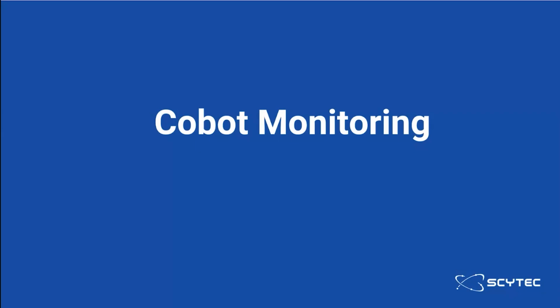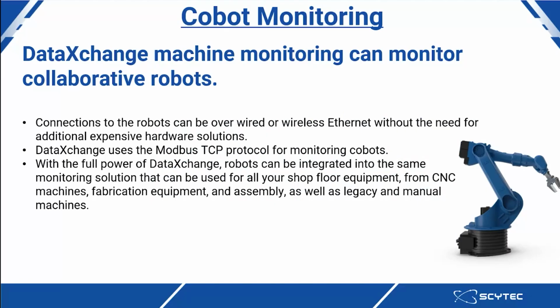Next up, we are going to be discussing cobot monitoring. In DataXchange, machine monitoring can monitor collaborative robots as well as CNC machines and fabrication equipment and equipment sensors and a host of other useful manufacturing equipment. So connections to robots can be had over wireless or wired Ethernet without the need for additional expensive hardware solutions. DataXchange uses the Modbus TCP protocol for monitoring cobots.